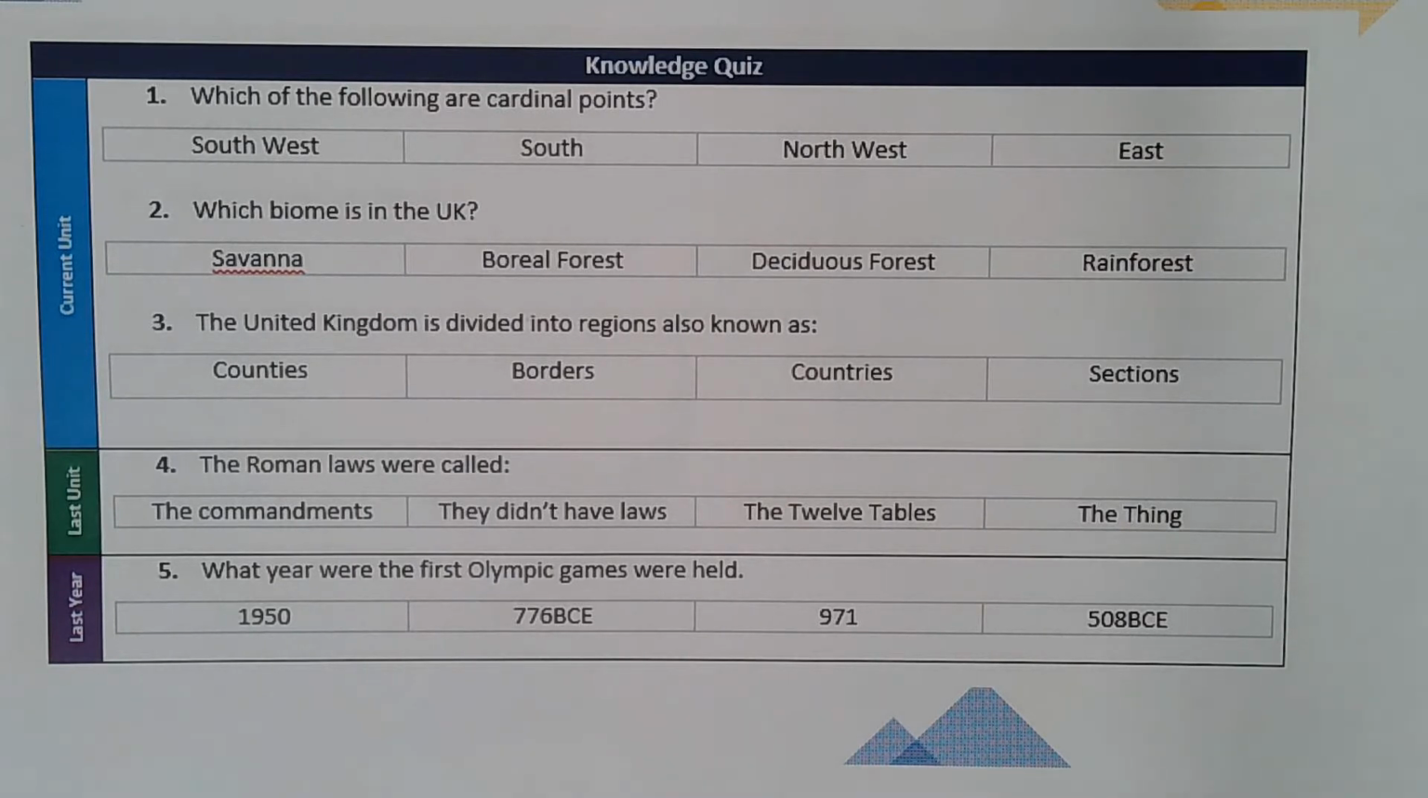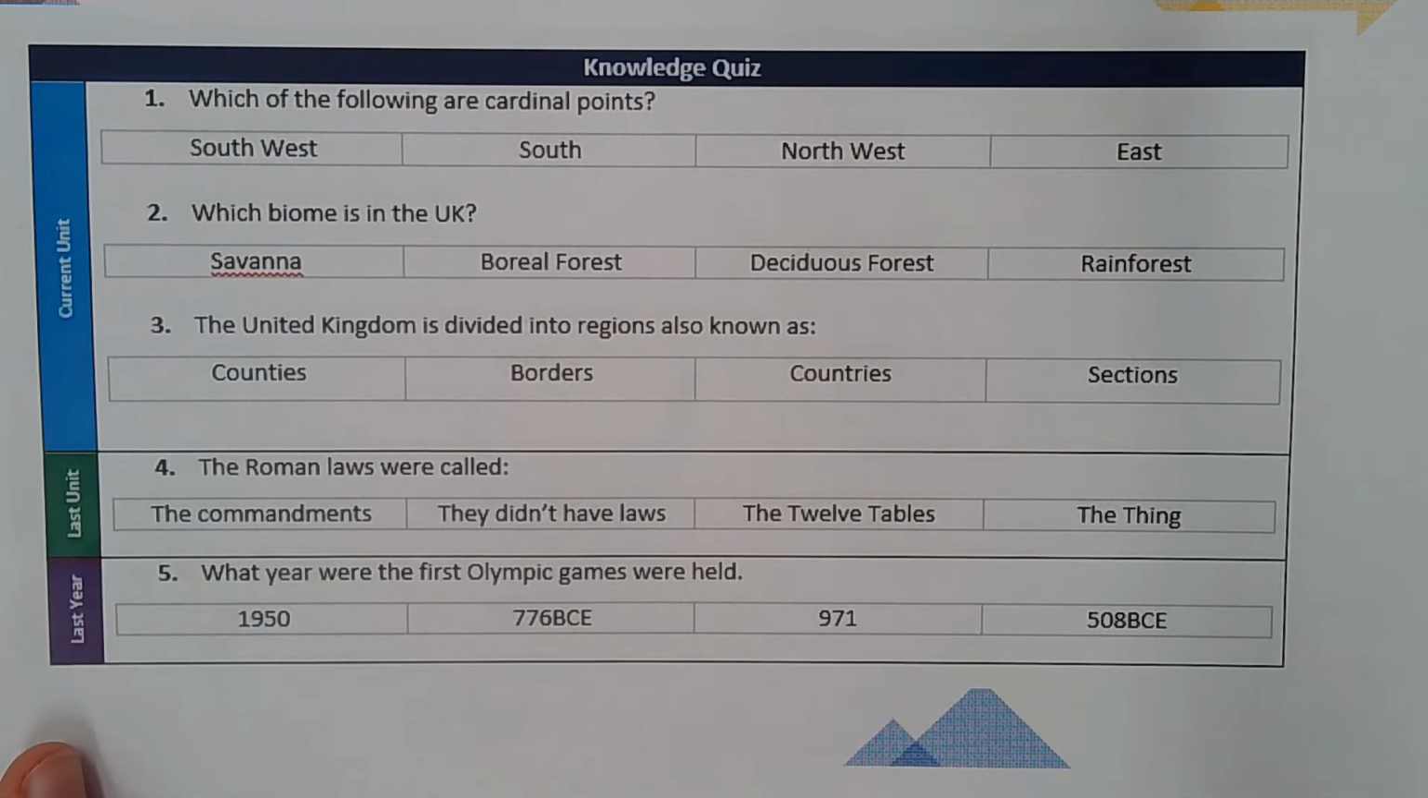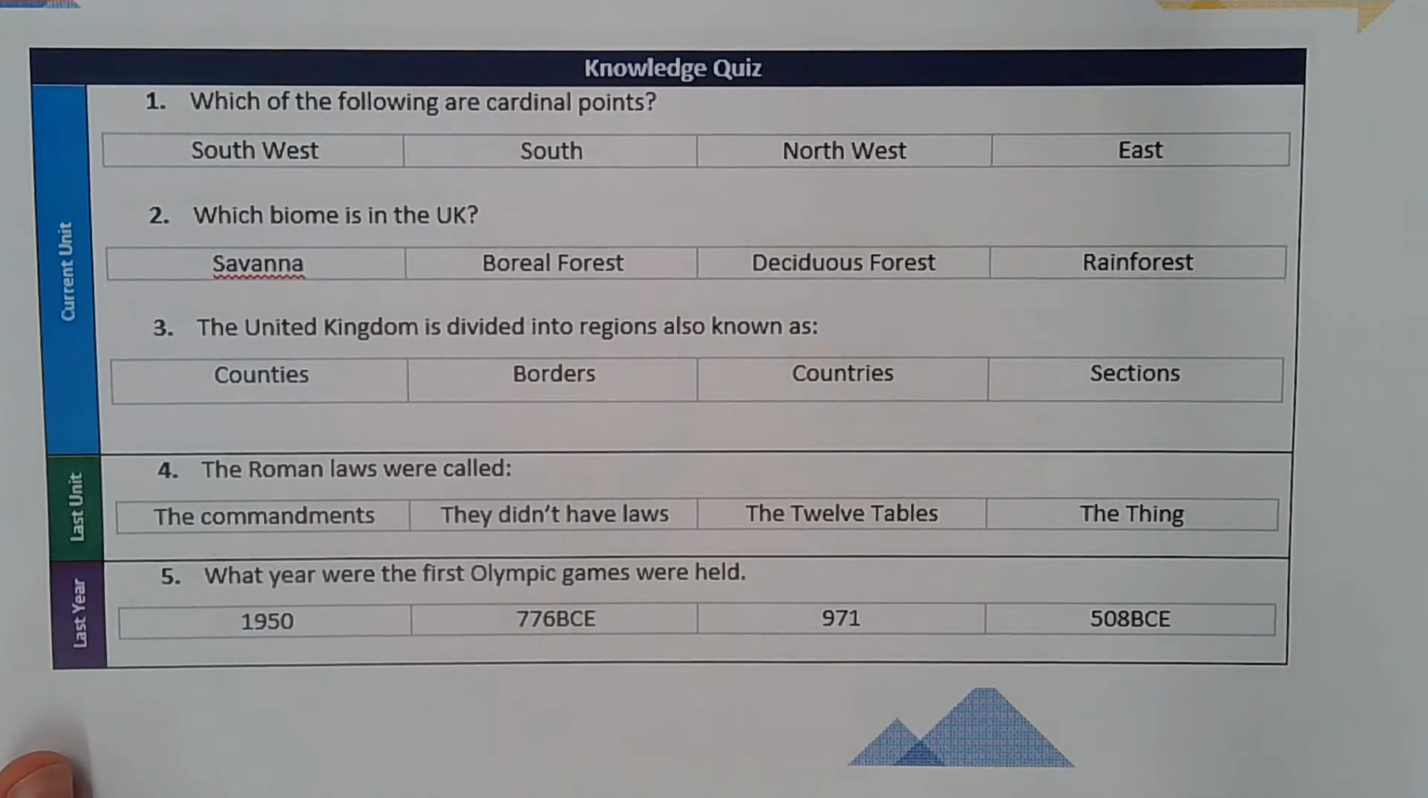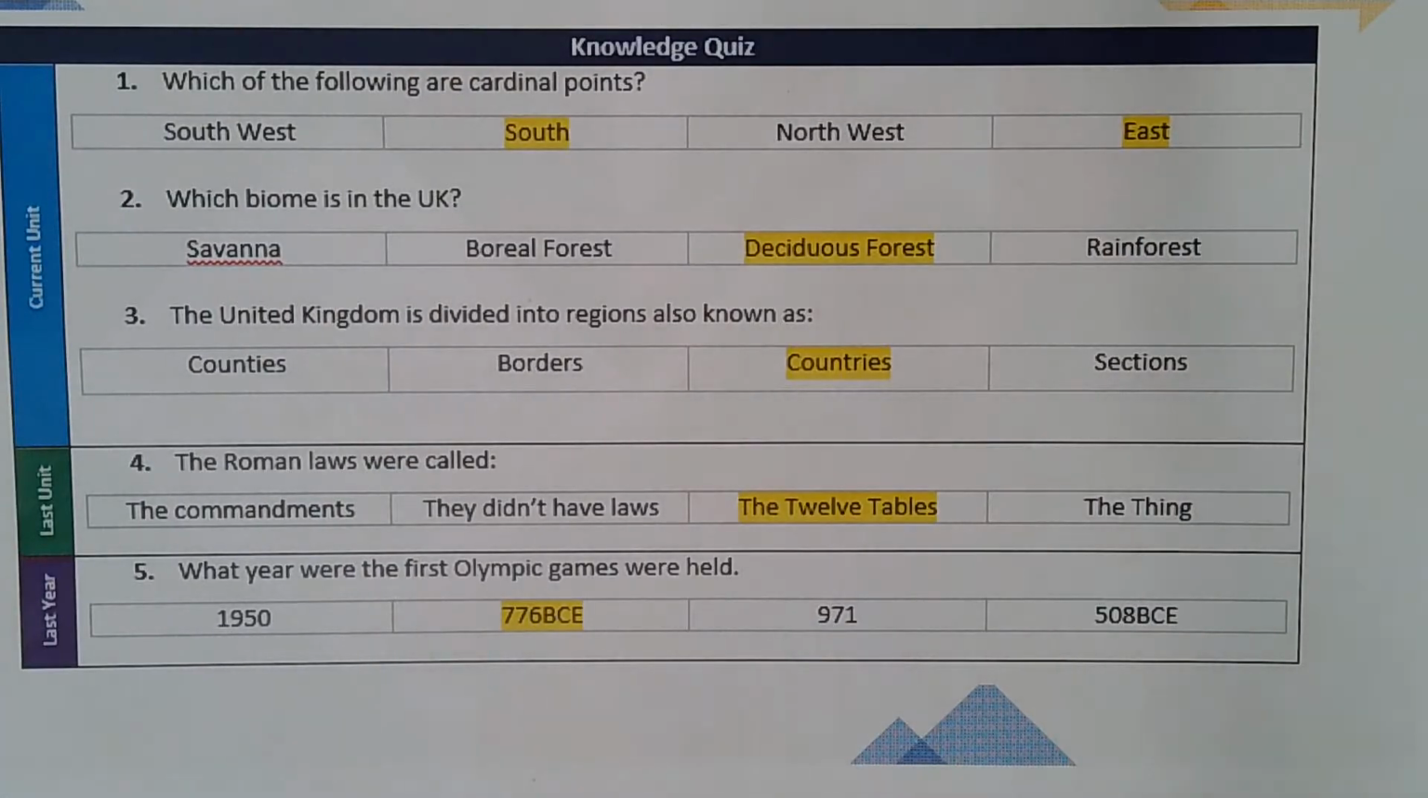Okay, great. So we're now going to go through the answers to the knowledge quiz with your blue pen or your pencil in hand, ready to tick or fix before uploading your work to Seesaw. Okay, number 1. Which of the following are cardinal points? It was south and east. Northwest and southwest are intermediate points. Which biome is in the UK? The deciduous forest. So well done if you got those first two correct.